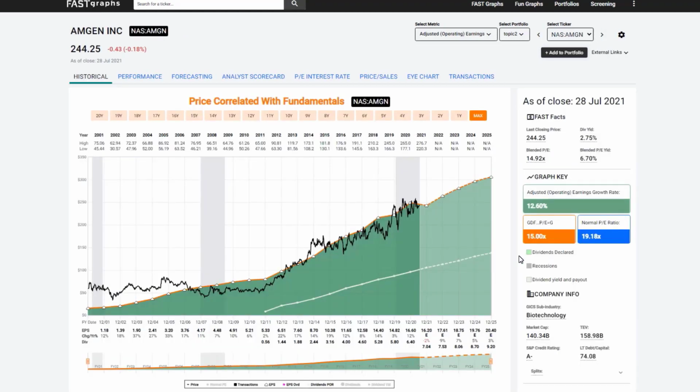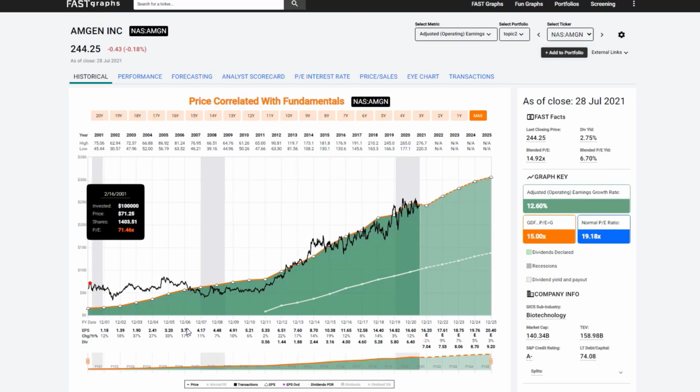Let's look at Amgen. Again, this gives us the opportunity to look at price and value. Now here we have a 12.6% grower. What's interesting is that if you go back to the beginning of 2001, you see that this stock was trading at a very, very high valuation. The PE ratio was over 70. And you can see that the earnings consistently grew. And once again, we have an orange line here that's a PE ratio of 15.